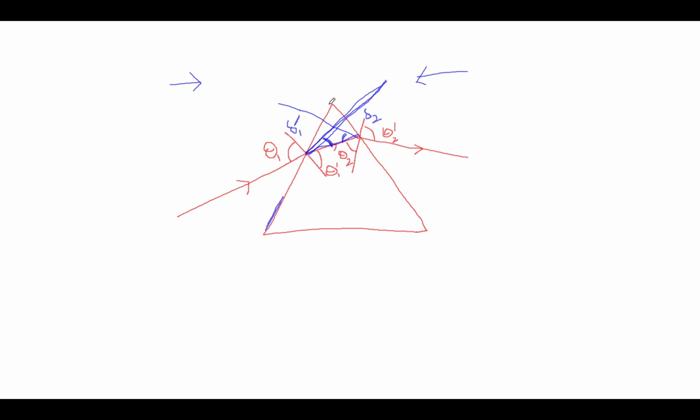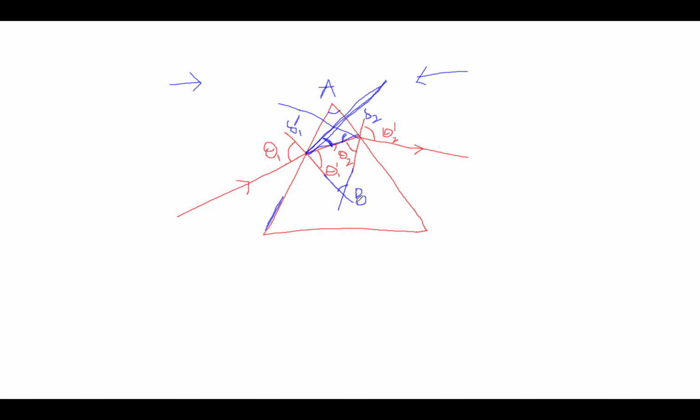So now let us call the angle of the prism, the top vertex angle, A. Now if I extend both these normals, they intersect here. So let me call this angle B.